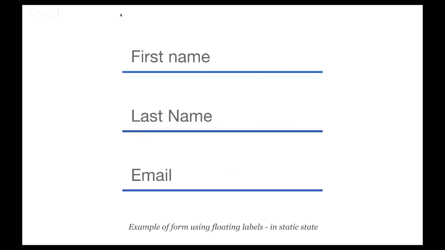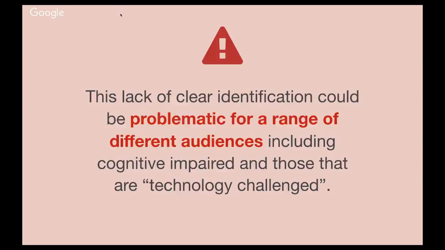So here's an example of a form that could look like a form to some but not to others. And we have first name, last name, and email. But as you'll see, the labels sit on top of the line, and there's no direct place for people to actually type. Now, these are completely discoverable. As soon as they focus in on it, they change. But for some people, just seeing a form that looks like that could present some barriers. So my first concern is this, that a lack of clear identification could be problematic for a range of different audiences, including some cognitive impairment users, and also people that are technology challenged.